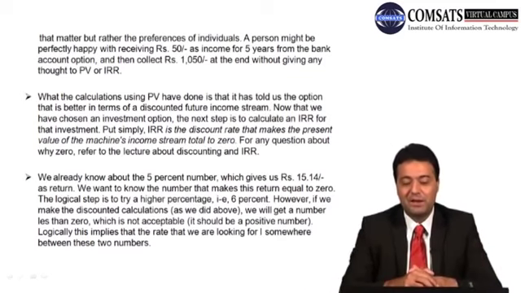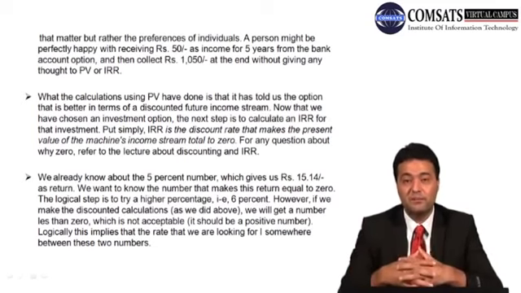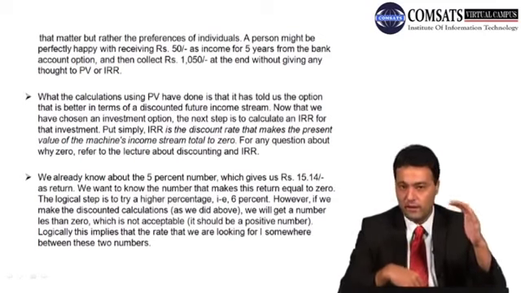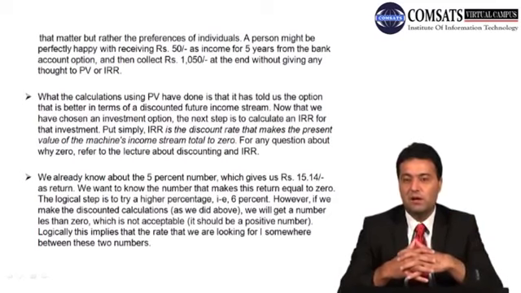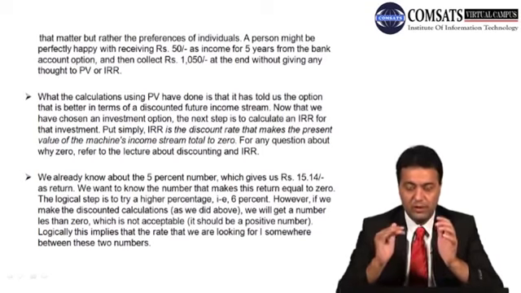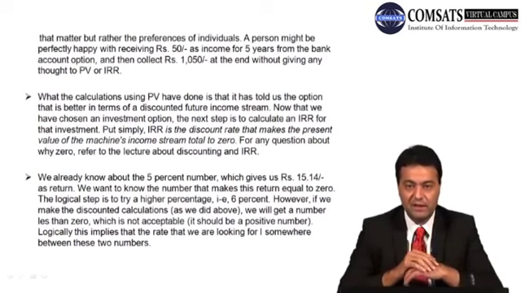Everybody expects that, but the basic point I am trying to get at is to differentiate between an individual and a household, and what a government does in terms of implementing a public policy and a project. Next, what the calculations using present value have done is that they have told us the option that is better in terms of a discounted future income stream. The present value calculation told us which value comes out more positive when we discount, which was that of the machines.